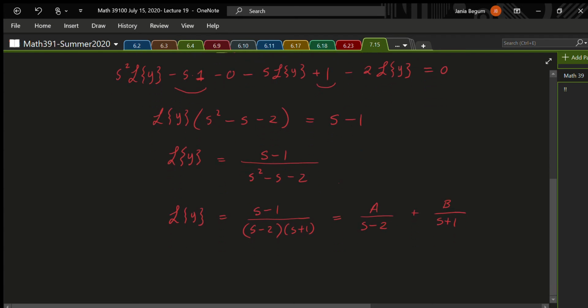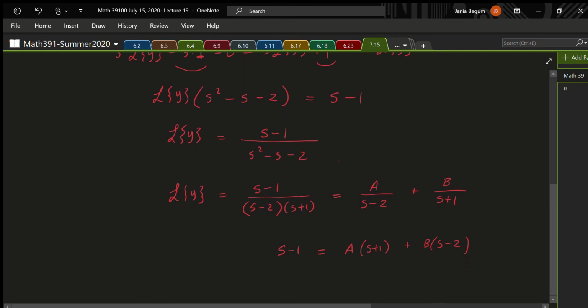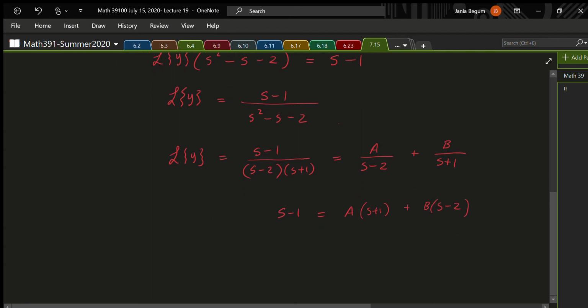So more algebra, right? So solve for these coefficients. So we have s minus 1 is equal to A times s plus 1 plus B times s minus 2. So you're like solving a system of equations. So if you have a better way of solving this, if you learn linear algebra, setting up a matrix, you can do it that way too. Whichever way pleases you, use it. But the idea is to find what is A and what is B. So I'm going to go ahead and just use my algebraic skills and find A and B.